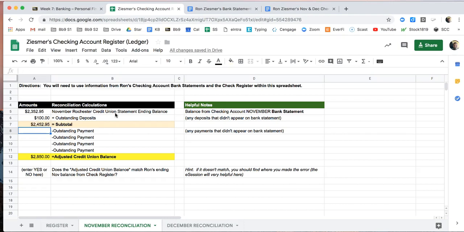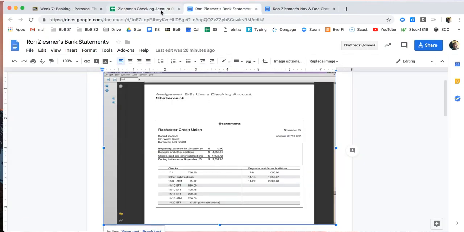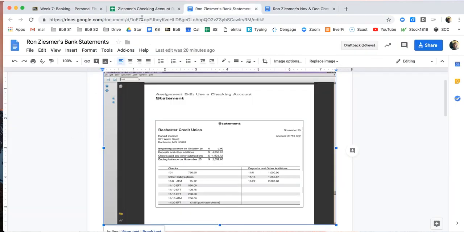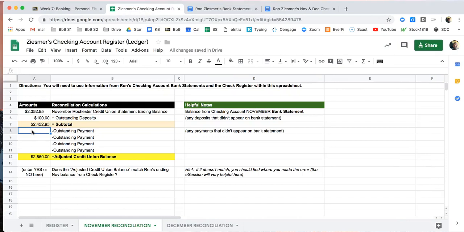And then you do the same thing for any debits or any payments. If you go back to your register here, any debit, anything that brought down your account but doesn't have an X yet, you would record those individually right here. Let's say there's a $20 payment, and a 30, and let's just say that's it. There is more. What you would do then for your adjusted balance is take this $2,452.95 minus 20 minus 30, and then you get your adjusted balance.